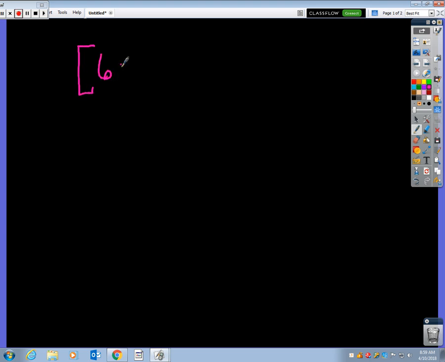6 minus parenthesis 3 times 2 parenthesis bracket plus 4. We still follow the order of operations. We are still using PEMDAS, which means we have to solve parentheses first. I see parentheses and brackets on this problem. I need to solve inside out.